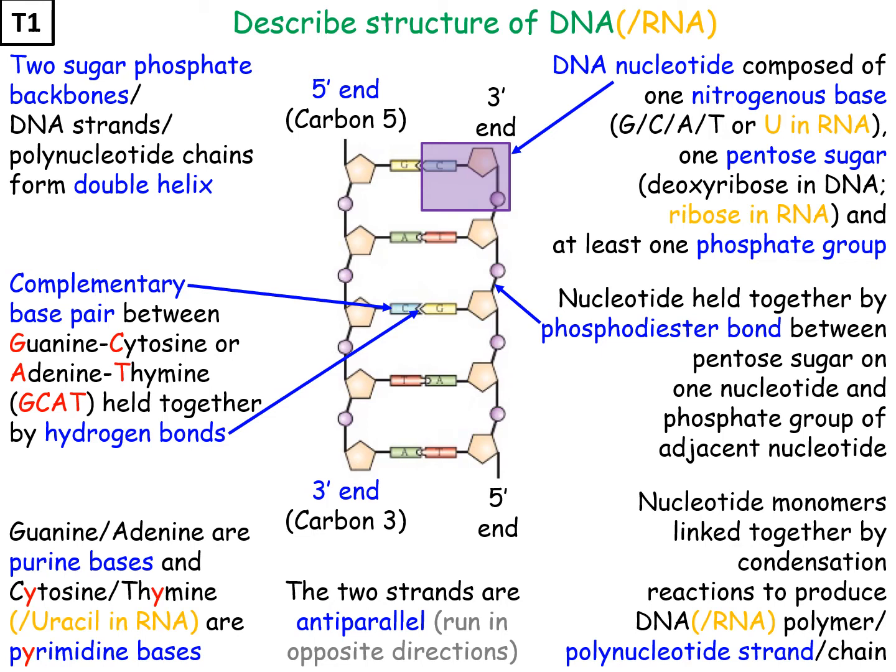And you could notice this because you could look at the shape of the ribose sugar and you could see that the 5' carbon end on one of the strands is at the opposite to the 5' end of the other strand. So they run in antiparallel opposite directions.